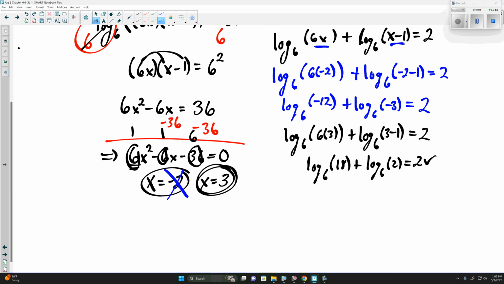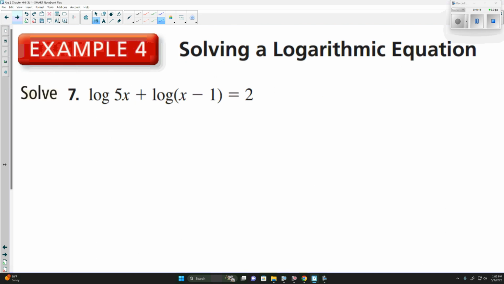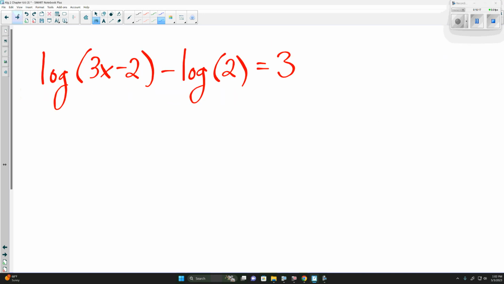Questions on any of this here? Questions on anything we've done so far? How do we feel about multiplication, or with these additions of logs? Well, we're also going to look at 2 logs being subtracted.